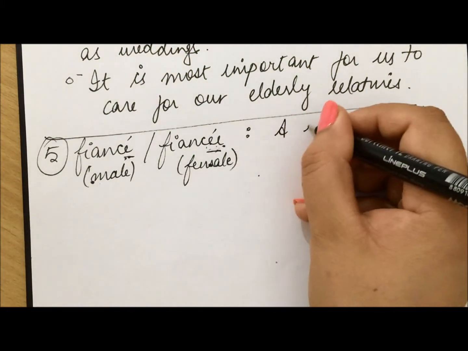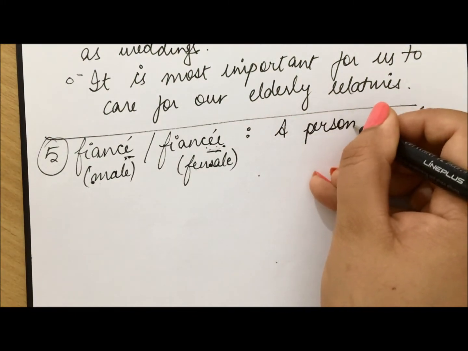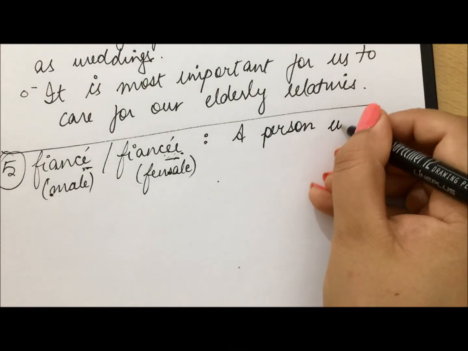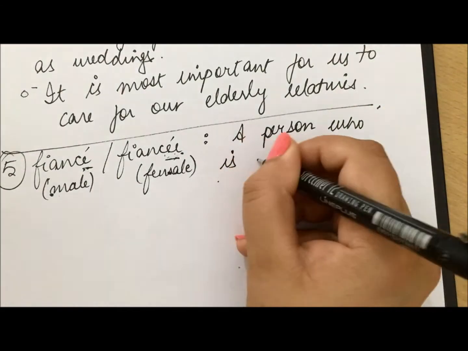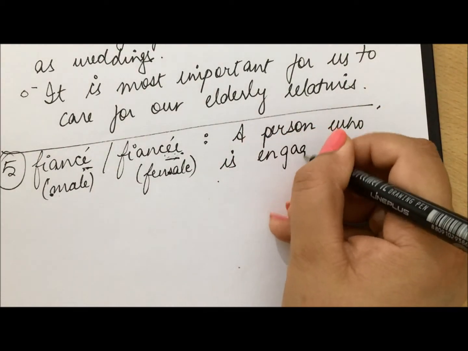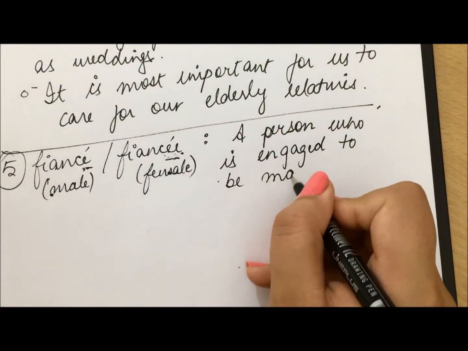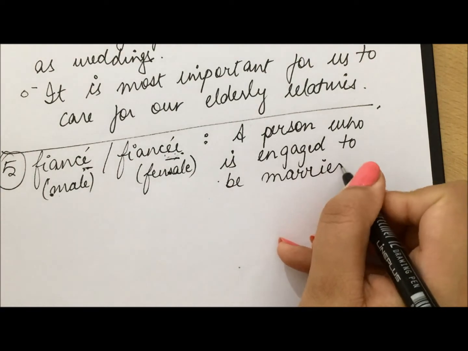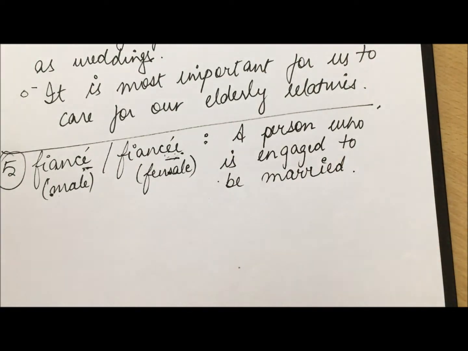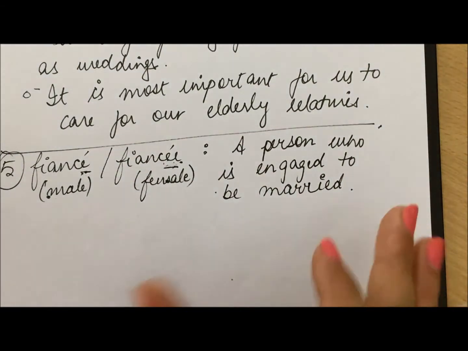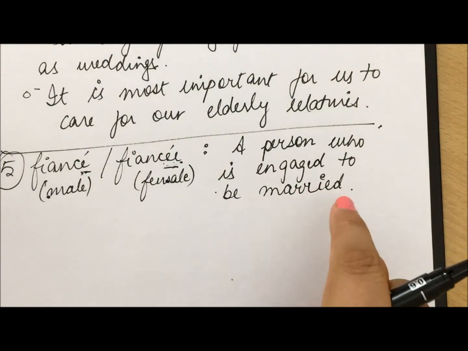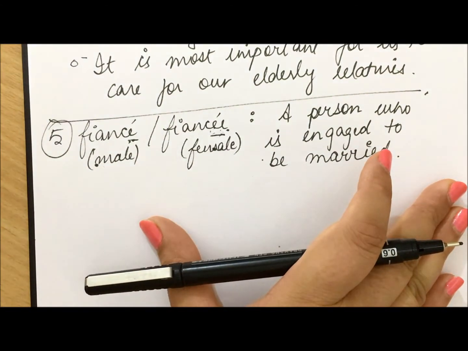Then, who is a fiancé? A person who is engaged. For what? To be married. Engagements can be of many types. They can be business engagements or they can be social engagements. That's why we have to specify that they are engaged to be married. Okay, so that's who a fiancé is.